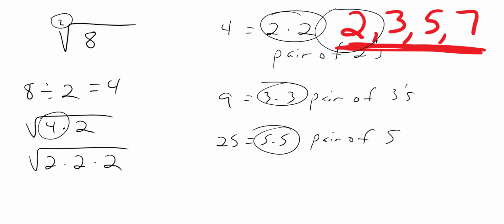And now we're almost done. I'm looking for, since this is a 2 here, guys, I'm looking for pairs of 2's. Because remember, a pair of 2's is 4, right? 2 times 2. A pair of 2's is 4.